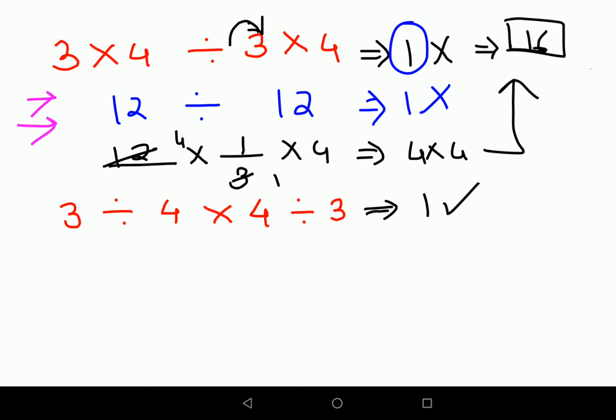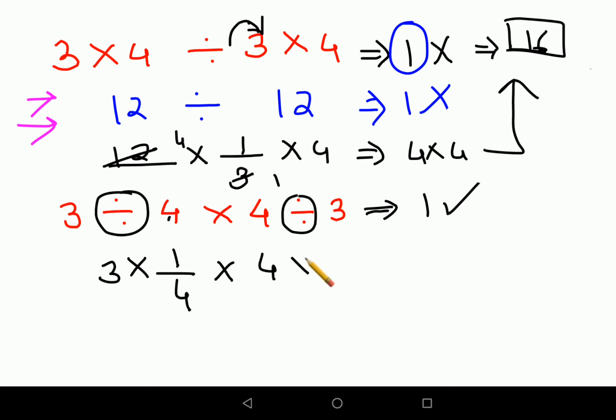Now for this one, again we'll keep the first number as it is, change this division sign to multiplication and flip. Flip means reciprocal of 4, that gets you 1 upon 4. This multiplication continues to be as it is. Again this division you change to multiplication. So when you do that, you flip the next number, that is 1 upon 3.